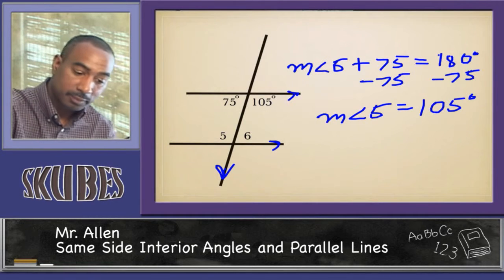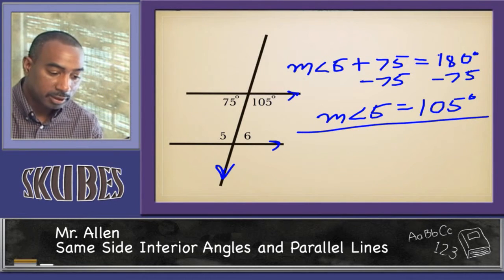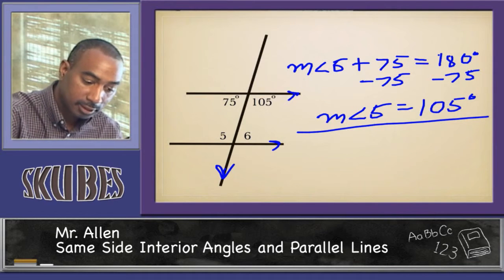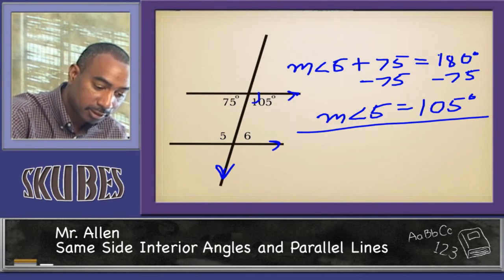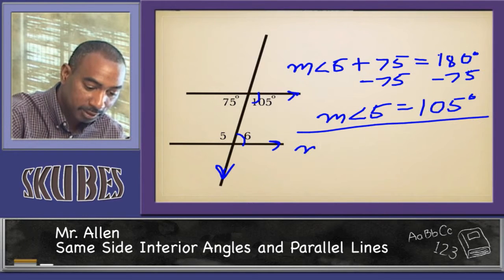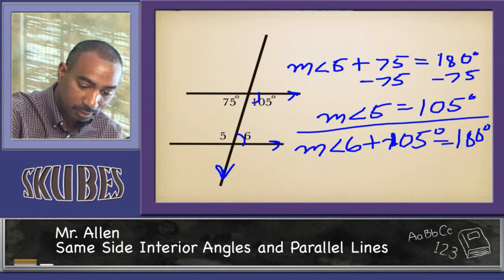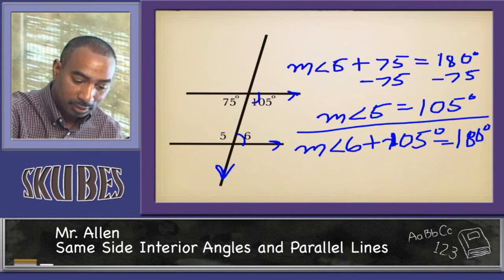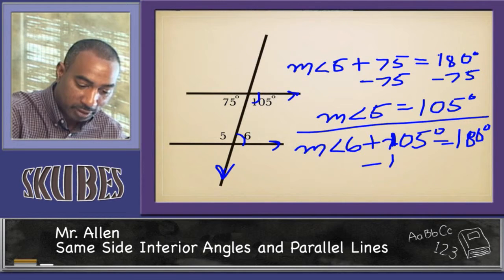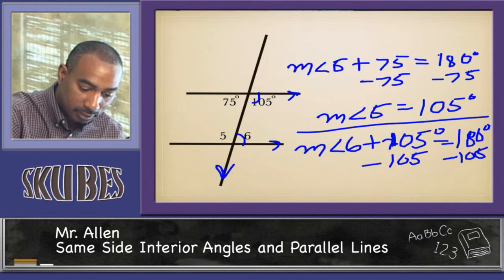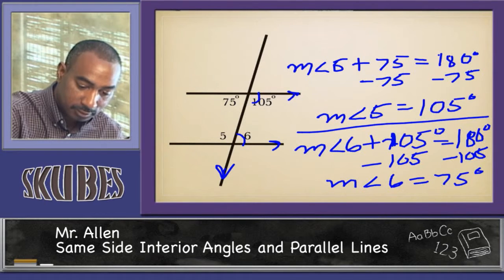And in a similar way, if I want to know the measure of angle 6, I know that these two angles are same side interior. So the measurement of angle 6 plus 105 must equal 180. So if I subtract 105 from both sides, I get that the measurement of angle 6 must be 75 degrees.